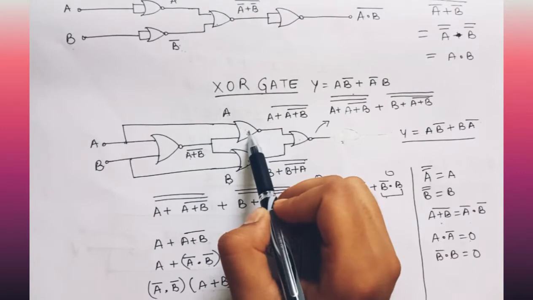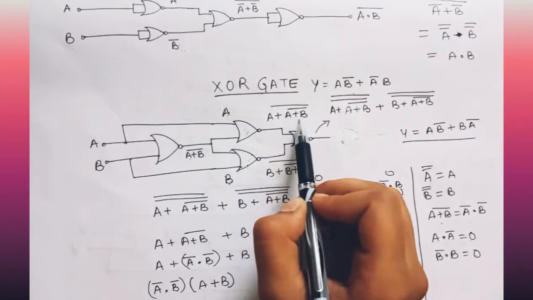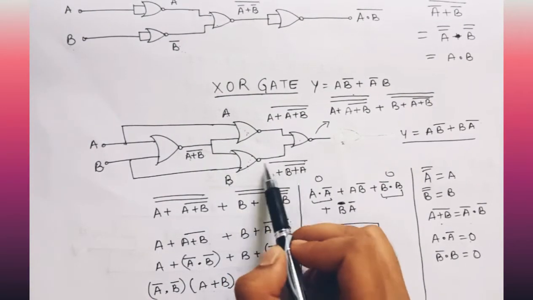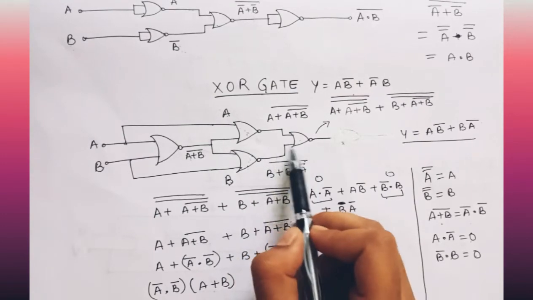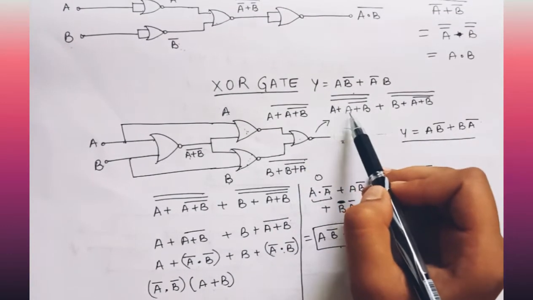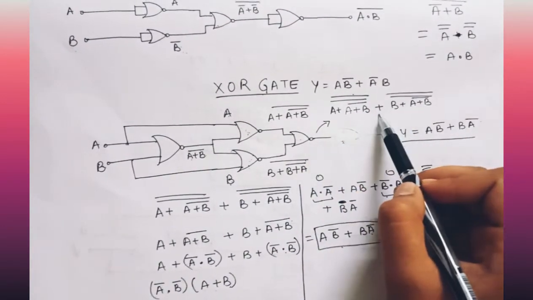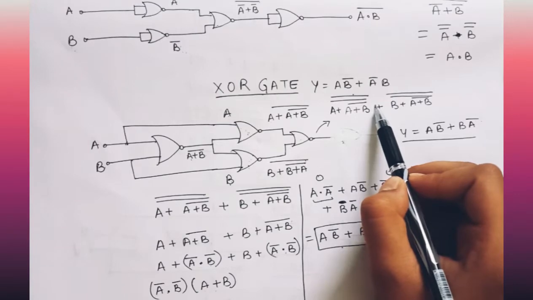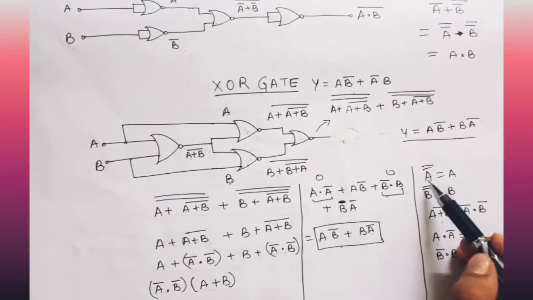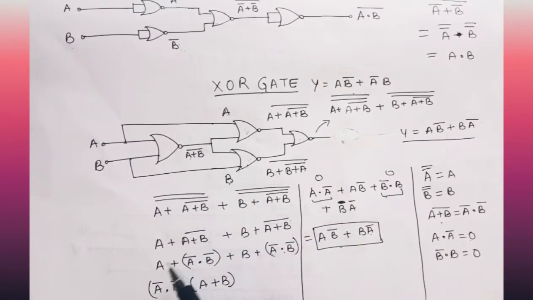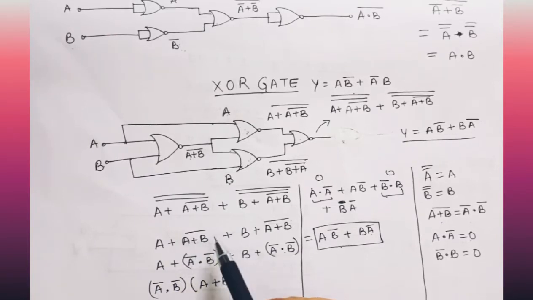So now the output of this NOR gate will be (A plus (A plus B) bar) whole bar, and for this NOR gate the output will be (B plus (A plus B) bar) whole bar. Now the outputs of these two NOR gates are given to another NOR gate. Hence the output will be ((A plus (A plus B) bar) bar plus (B plus (A plus B) bar) bar) bar. Now we'll solve this equation to get the output. We can write A double bar as A and B double bar as B. So we have written A double bar as A plus (A plus B) bar and B double bar as B plus (A plus B) bar.